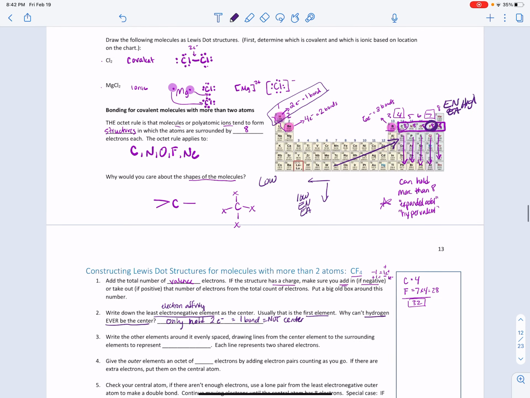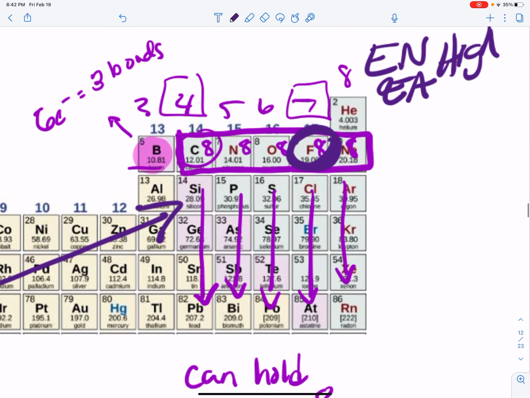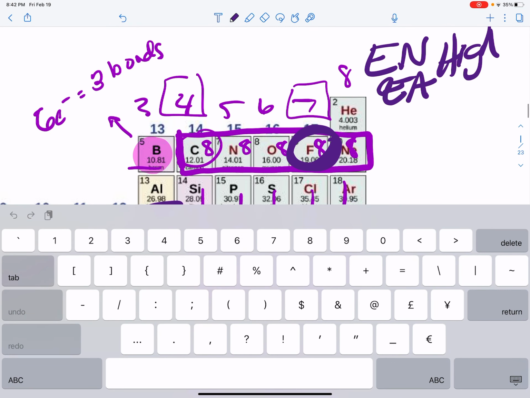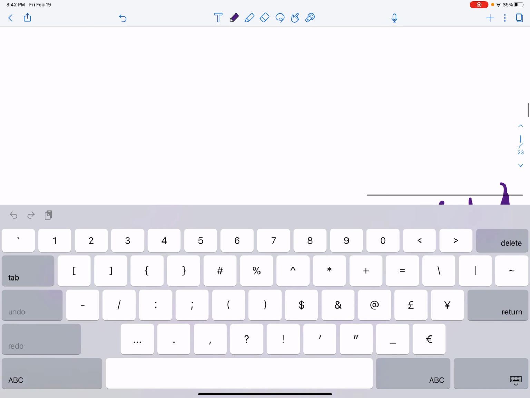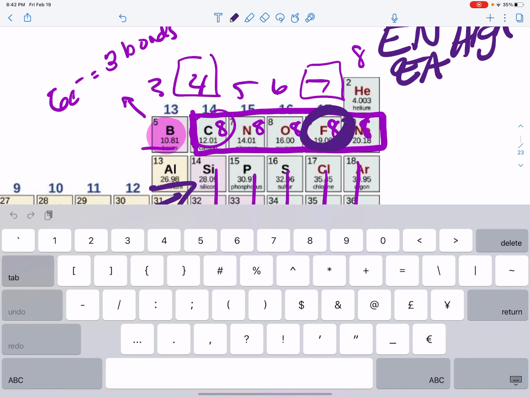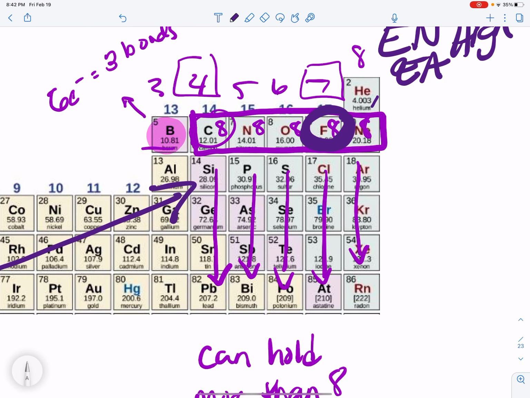So let's look up here just to make sure we're clear on this. For the trend for electron affinity and electronegativity, the max point is the fluorine. These actually have very low values for electronegativity, or, well, they don't have values for electronegativity, but they have very low values for electron affinity.